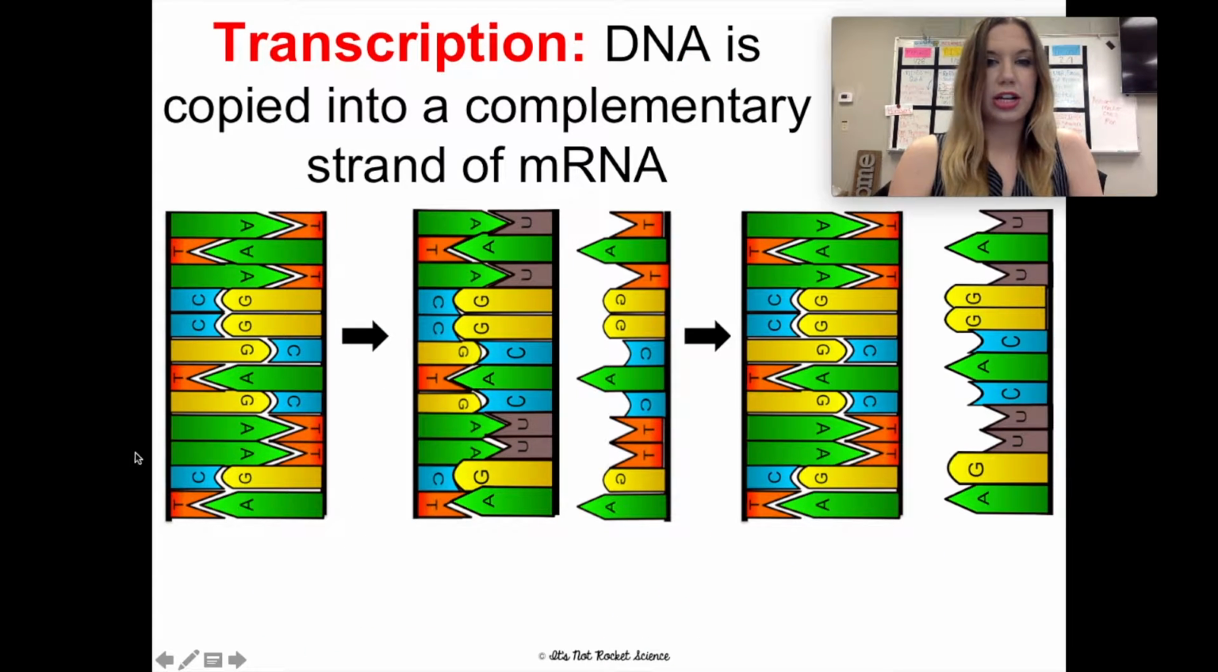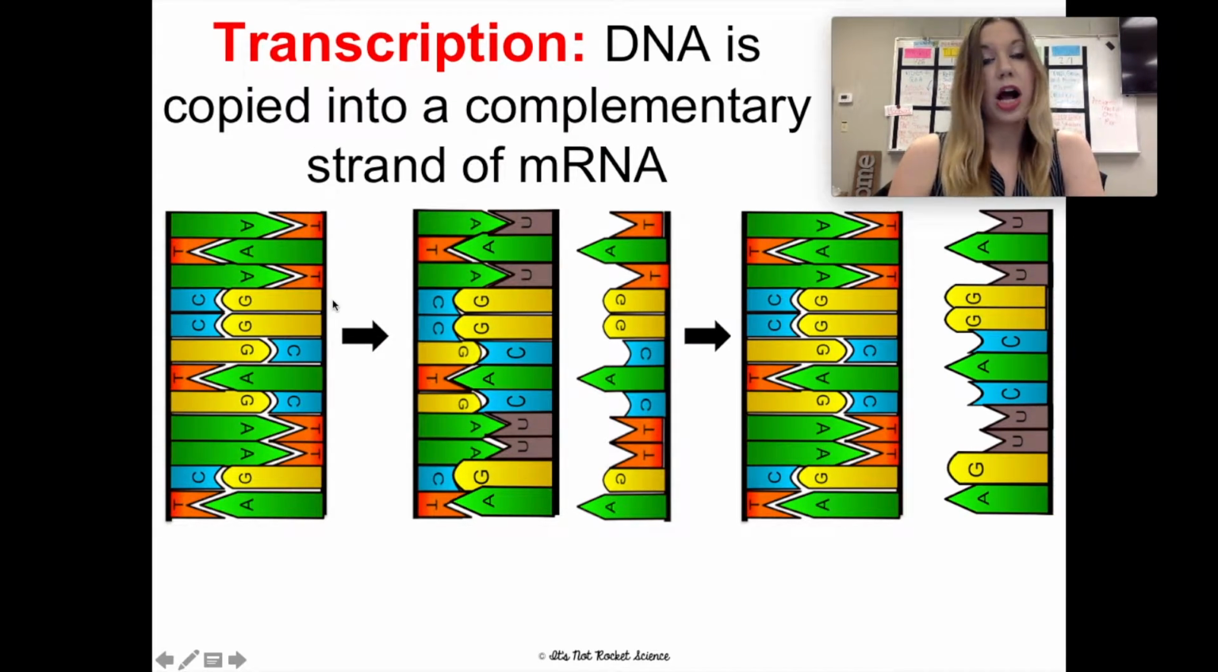So here is just another visual representation. I'm going to show you another one in just a second. So transcription, DNA is copied into a complementary strand of mRNA. If you'll remember, I had you guys predict how you thought we managed to get those instructions out of the nucleus, and you guys had some predictions, and so this is it.